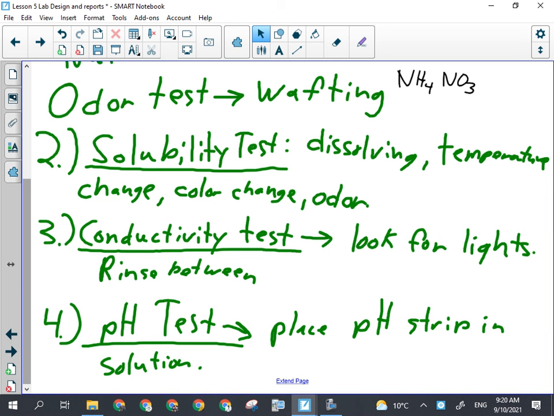Okay, so those are the 4 tests that we'll run, and from those 4 tests, we'll be able to identify the unknowns. Each one will have a slightly different set of data that is unique to it. Questions on that?